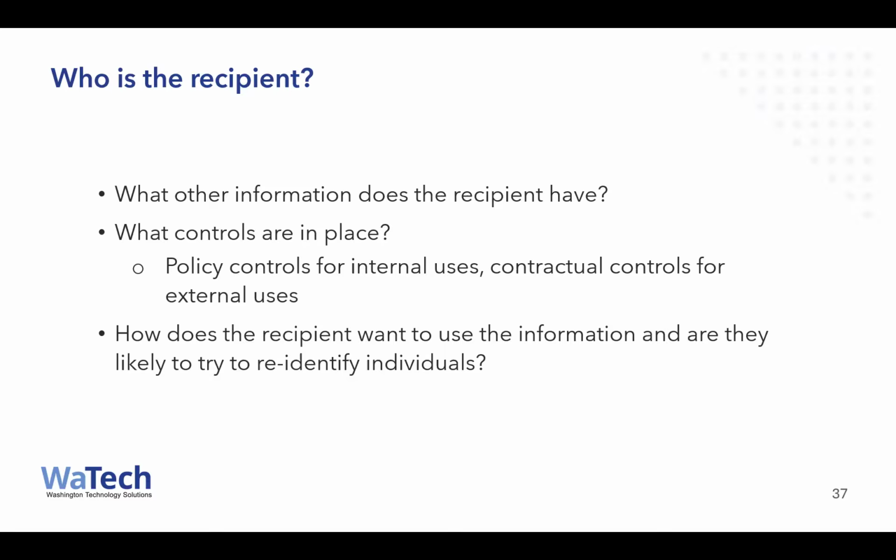And along those lines, you want to think about what the controls are in place for those particular recipients. So when we think about controls, for internal uses, we could think about things like policy requirements, but especially when we're sharing data externally, then we want to think about, do we have contractual controls that include things like a commitment to not re-identify and a monitoring plan to make sure that is not happening? And then also just at a really high level, who is the recipient? Why do they want the information? And do you think that they're likely to try to re-identify individuals?